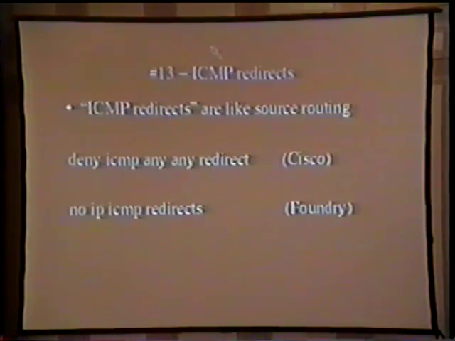Next one would be ICMP Redirects, which is basically a variation on the source routing idea. This is where an ICMP packet says, oh no, you're going the wrong way. That's not the right way anymore. You need to take this other path. So this is a great thing that you want to prevent, some kind of spoofing attacks. So here we have the deny ICMP for Cisco, or no IP ICMP redirects for Foundry devices.